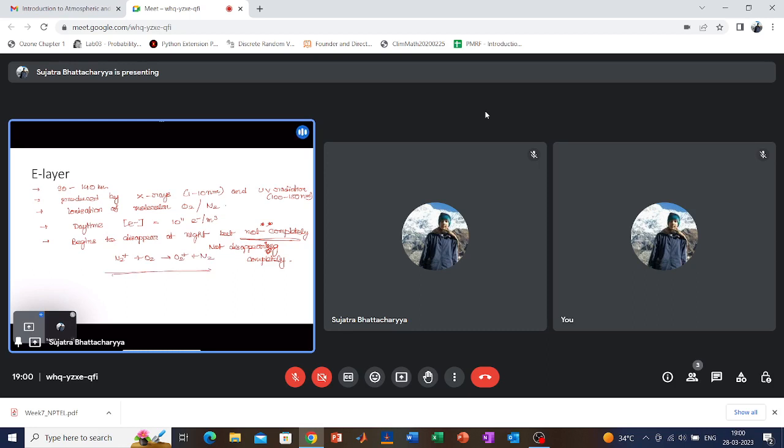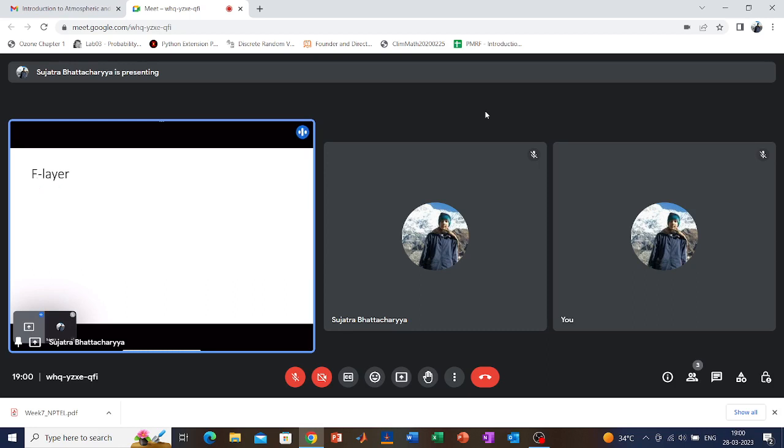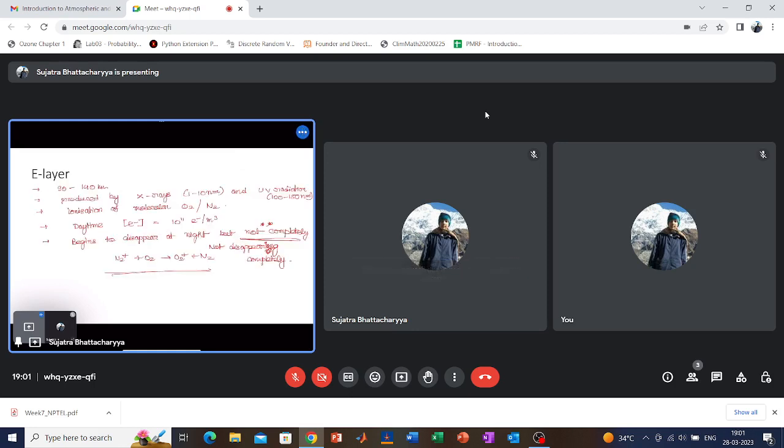Okay, now I shortly discuss the F layers. See, F layers has two things. One is F1, another is F2. Which one is the higher layer? F2 is the higher layer. F1 is the lower F layer, and this F2 is the upper F layer. Let me see whether I am telling it correctly or not.